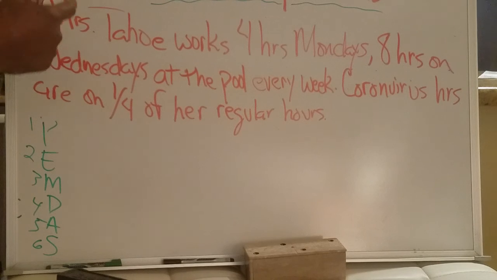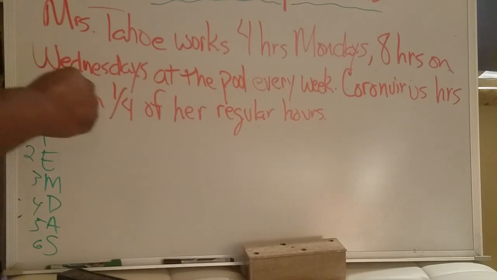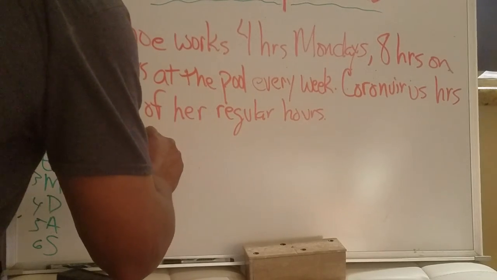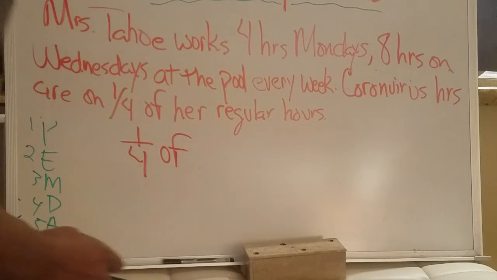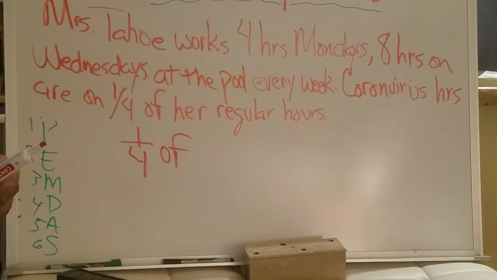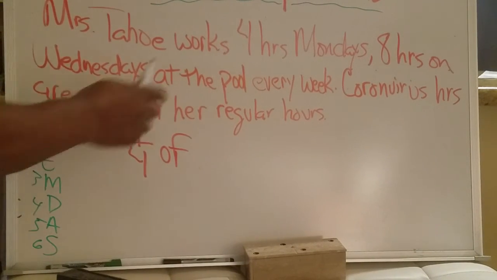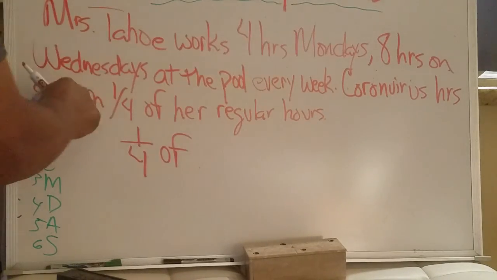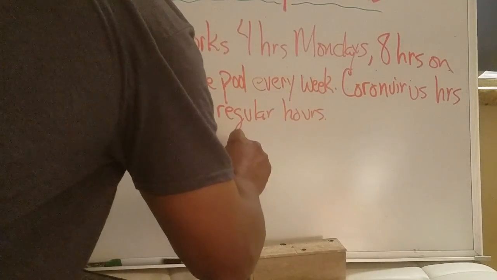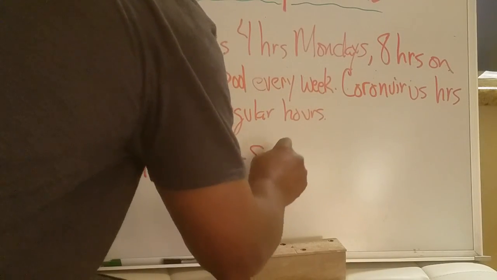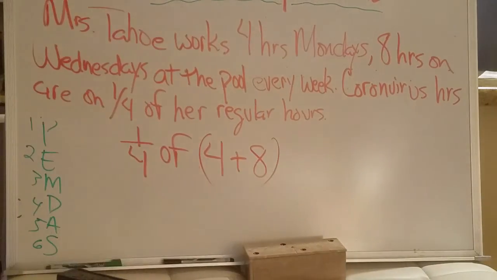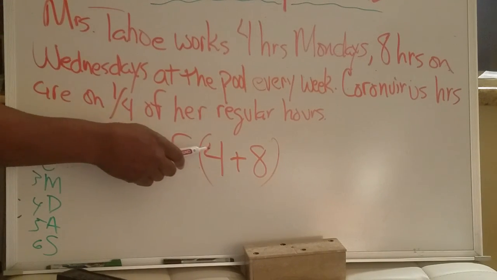So let's evaluate this expression. What expression, Mr. Tucker? Well, the expression is now Mrs. Tahoe is going to make 1/4 of what? Of her weekly hours. Well, what are her hours? 4 hours on Monday, 8 hours on Wednesday. 4 hours plus 8 hours. There's our expression we're going to evaluate. What's 1/4 of 4 plus 8?